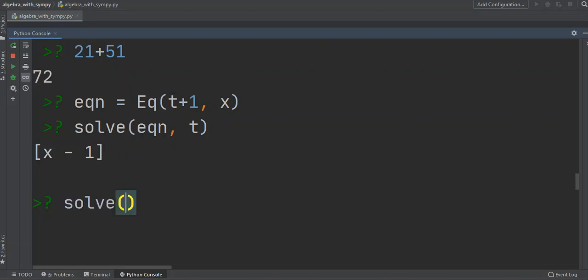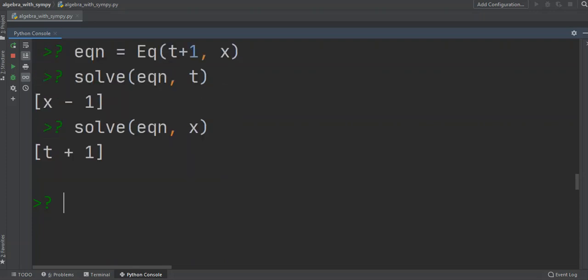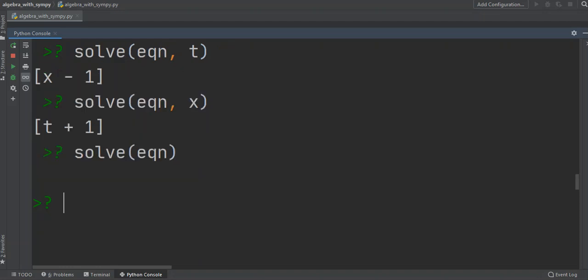And of course, if you do solve eqn x, then you'll be solving for x instead of solving for t. And you see that it's t plus 1, which of course it is because t plus 1 equals x. You actually already had it just like that. So that's how you would do it if you're using a couple of different variables. Just don't forget when you do solve to specify the variable you want. If you don't, it will try to help you.